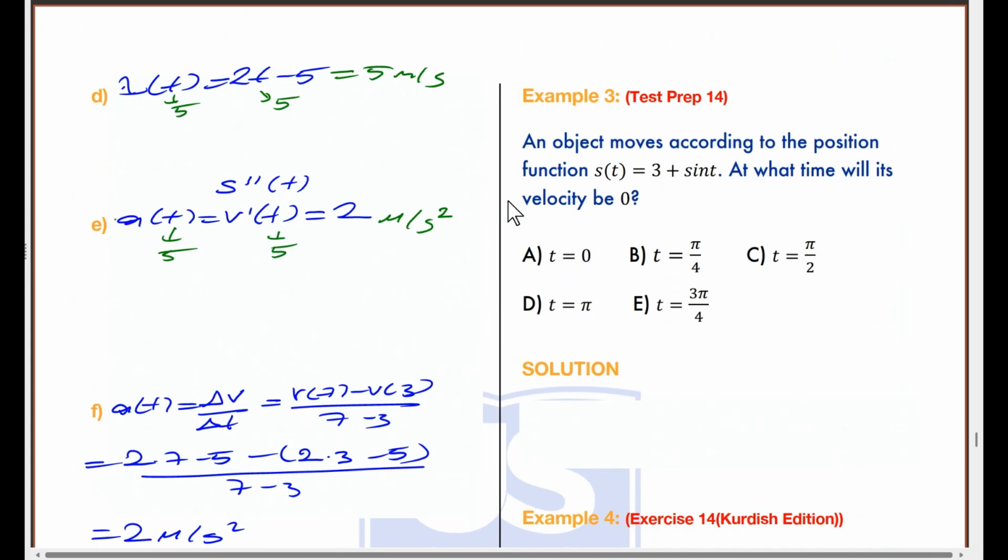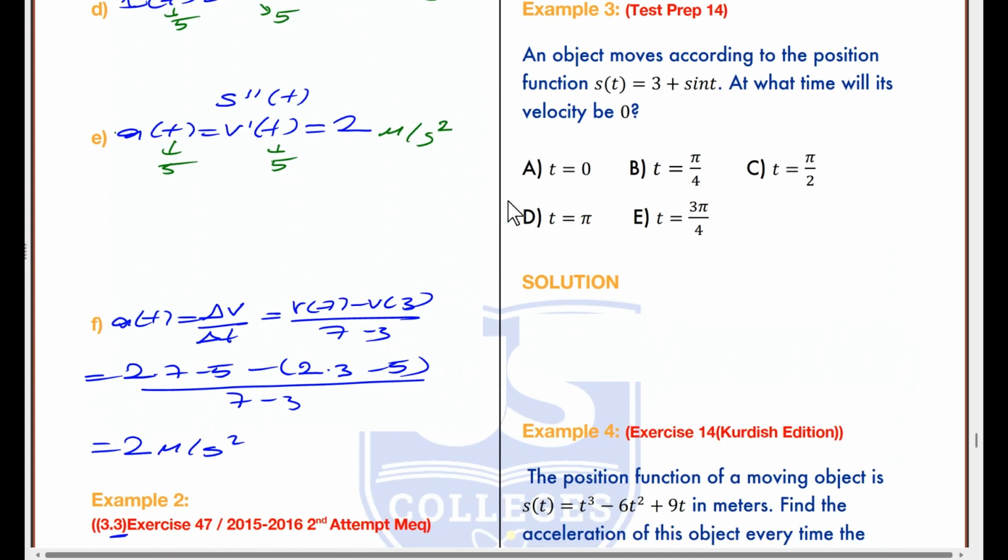Okay, let's continue with another type. An object moves according to the position function. At what time will its velocity be zero? Test prep question. We want our velocity to be zero. So how do you find velocity? One position function is given. You find velocity by taking the derivative of the position function, which is, in this case, cosine t.